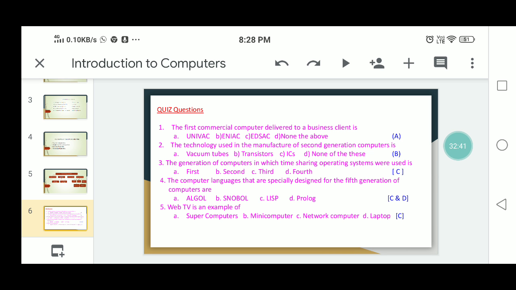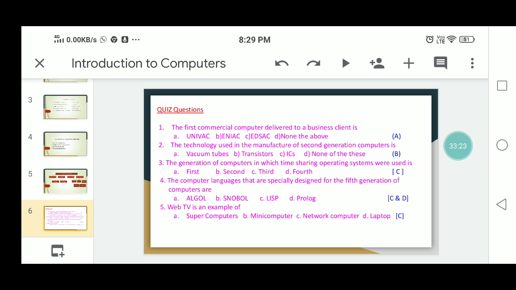The first question: the first commercial computer delivered to a business client is which one? That is UNIVAC. The answer is UNIVAC. The technology used in the manufacture of second generation computers is, so that answer is transistors, which were developed in the second generation. The generation of computers in which time sharing operating systems were used is in which generation? That is the third generation. The answer is C.